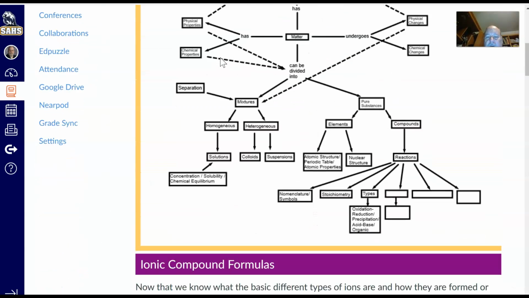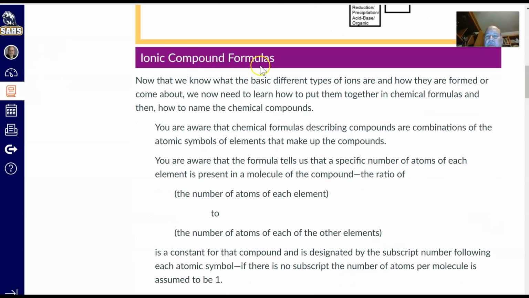Okay, so in this section of class notes, we're going to talk about the formation of formulas for these compounds. So we say now that we know what the basic types of ions are and how they're formed or come about, we need to learn about how to put them together in chemical formulas and then how to name the chemical compounds. And the naming of the chemical compounds will occur in the next part of this discussion.